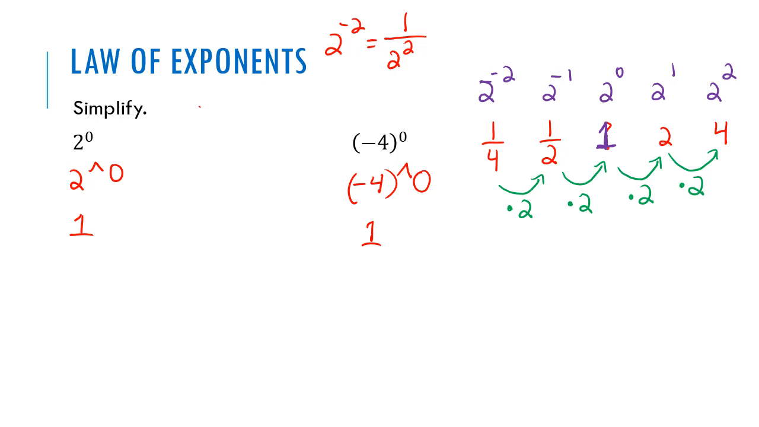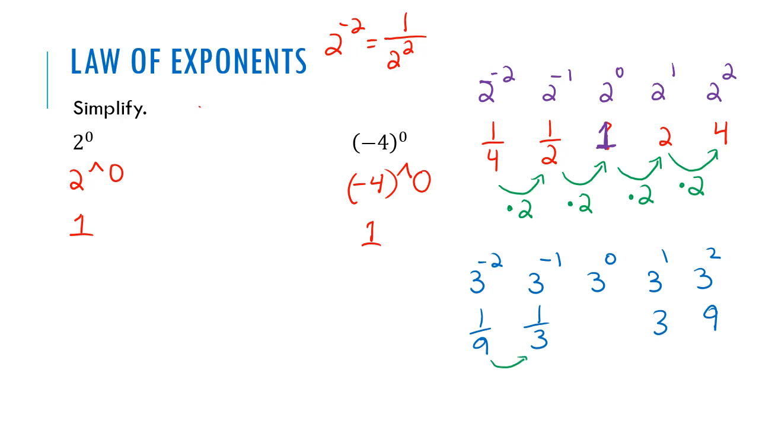But it works for all the numbers. So if I had, say, 3 to the negative 2, 3 to the negative 1, 3 to the 0, 3 to the first, 3 to the second, I would have 1 ninth, 1 third, 1, 3, 9. And I can see that if I just multiply by 3, I get 1/3, and 1/3 times 3 is 1, and 1 times 3 is 3, and 3 times 3 is 9. I keep getting this 1, and it happens for every number, except there is an exception, 0. You cannot do 0 to the 0 power. Sadly, it doesn't work for you. It's just the one number that doesn't work, but it works for all the others.